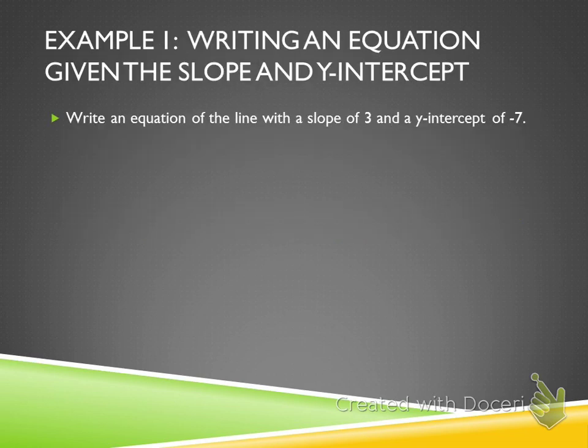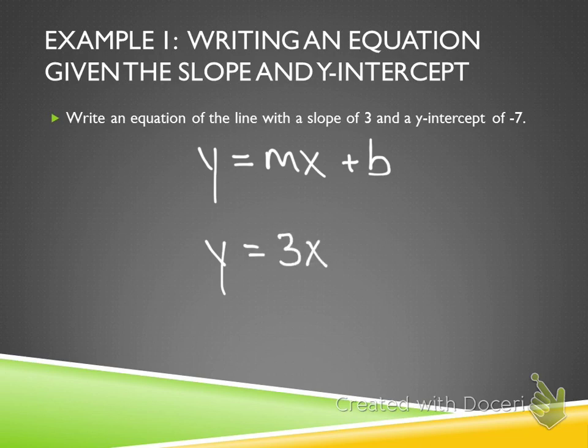Okay, so now in example 1, it wants me to write an equation of the line that has a slope of 3 and a y-intercept of -7. On your papers, I want you to start with your original equation, y equals mx plus b. Now we're going to plug in the numbers where they belong. If my slope is 3, where do I substitute 3? For m. Y equals 3x. And what do I substitute in for b? -7. And that's my answer.